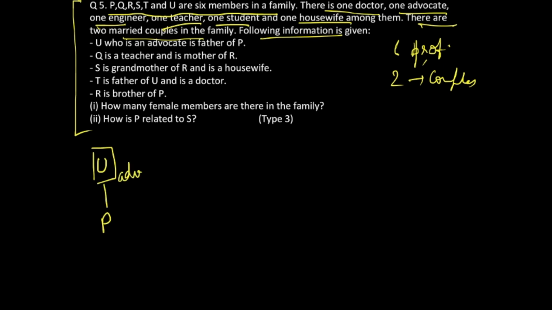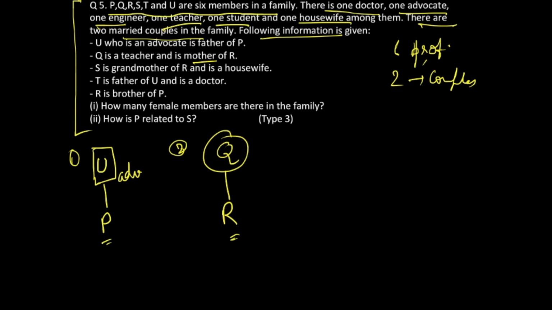happens to be an advocate. We are writing the profession on this side of the particular box, right. So this is the first step, and let's see what the second step is saying. The second step says that Q is a teacher and is mother of R. So Q is a mother, right? So Q is a female and she happens to be mother of R. We don't know the gender of R. We also didn't know the gender of P as well, right?